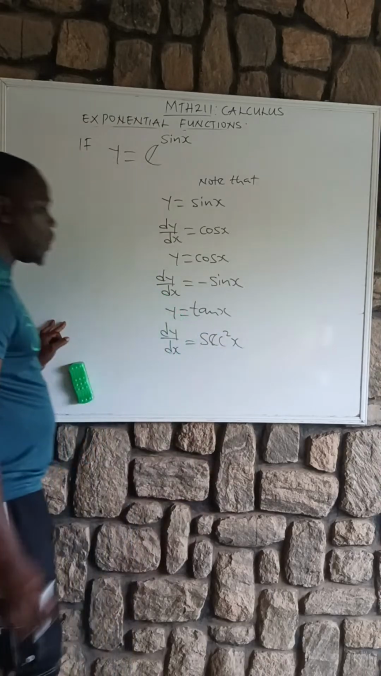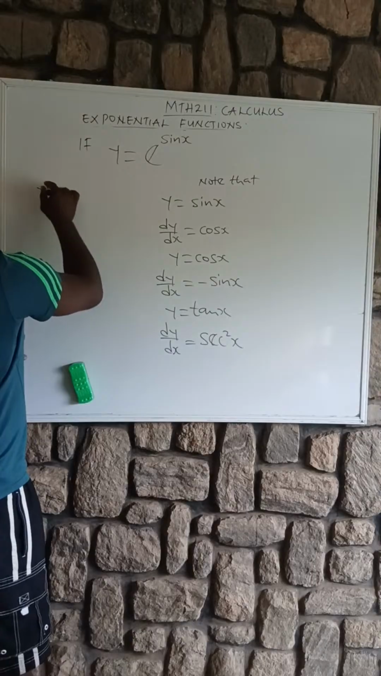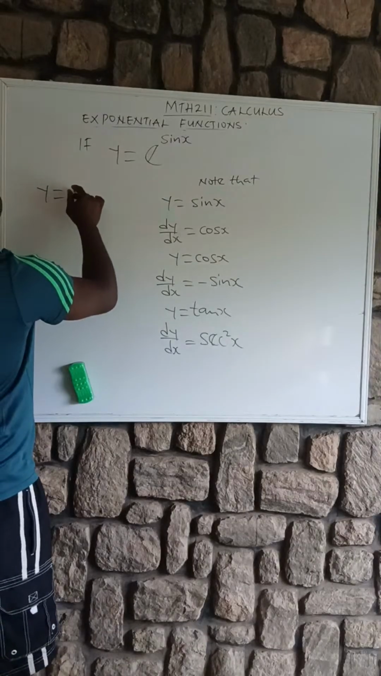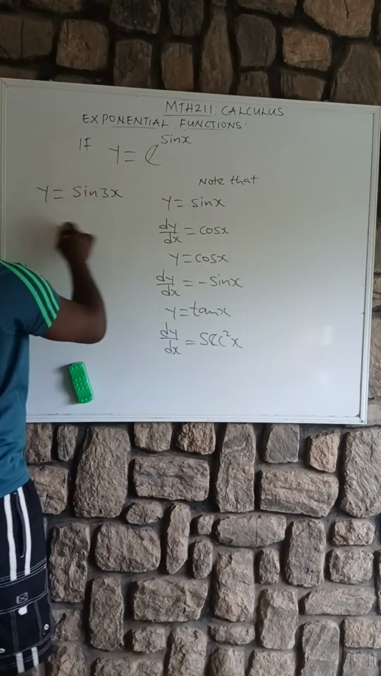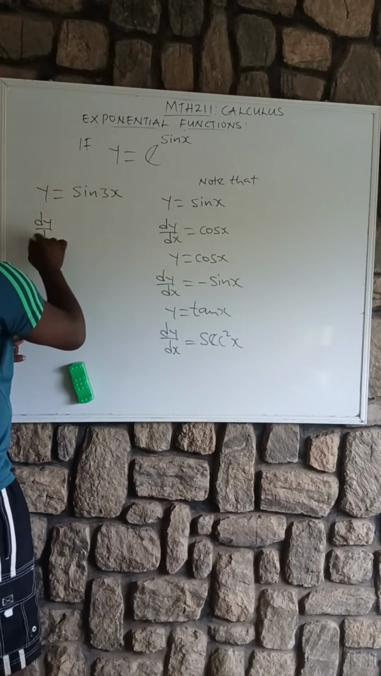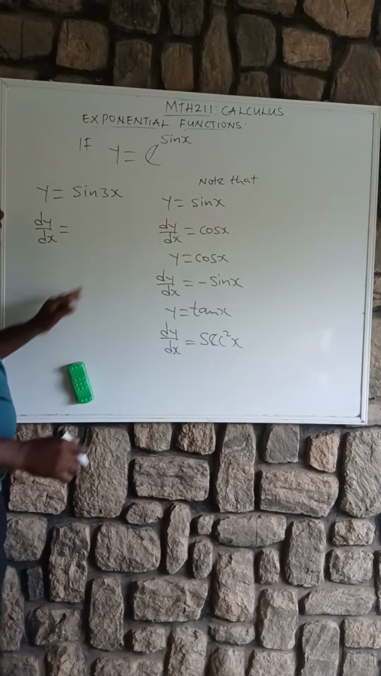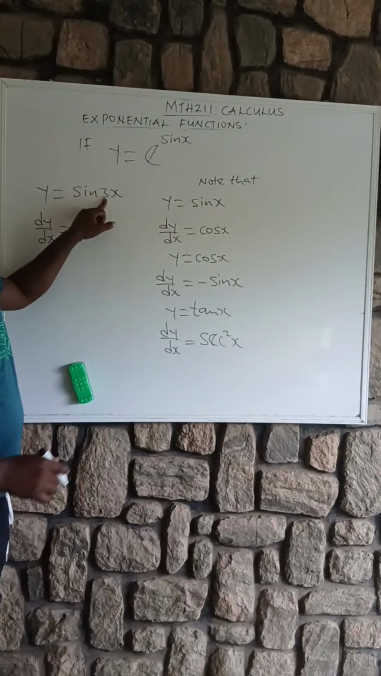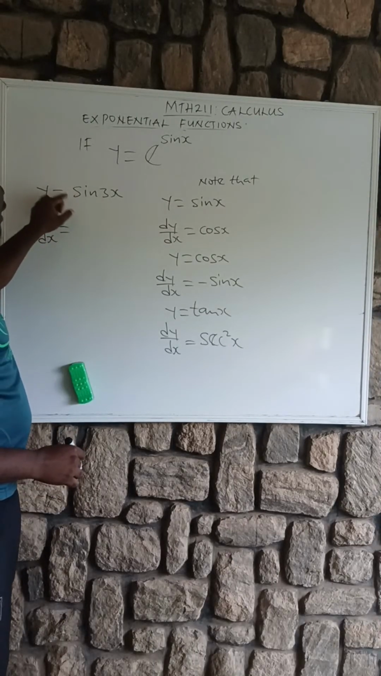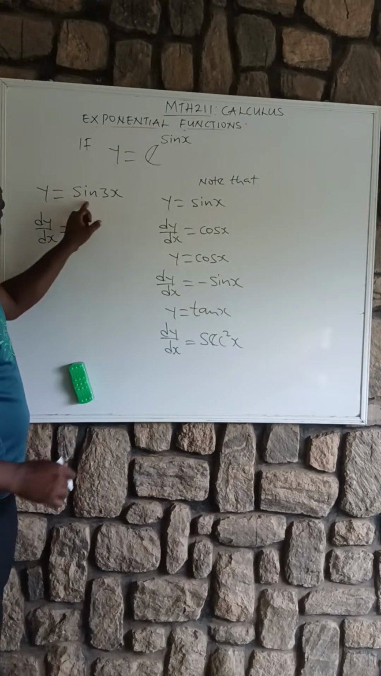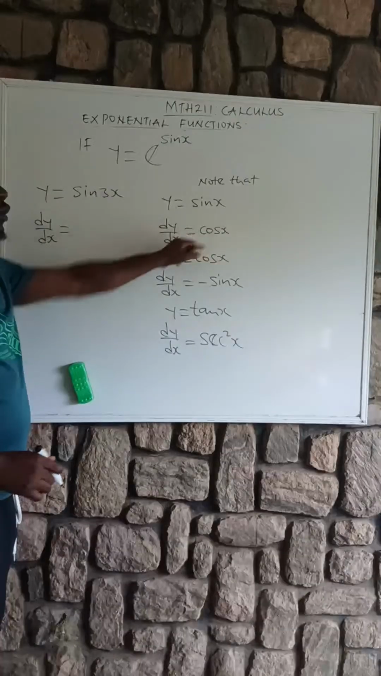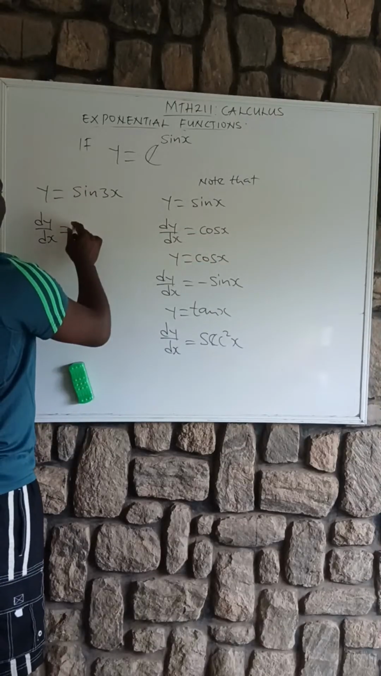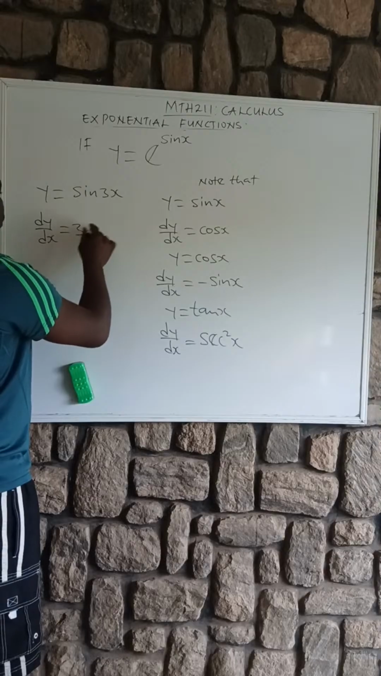Take note. Then if we have y equals sine 3x, our dy/dx equals, what is here? 3. Use this 3 to multiply. If you differentiate sine x, you get cos x, true or false? So use the 3 to multiply it. So it's going to give 3 cos 3x.